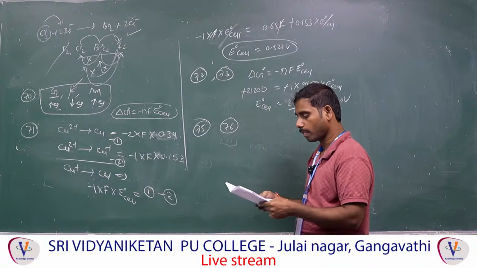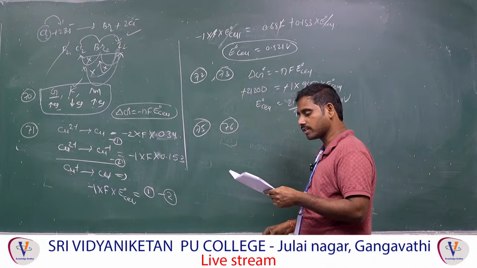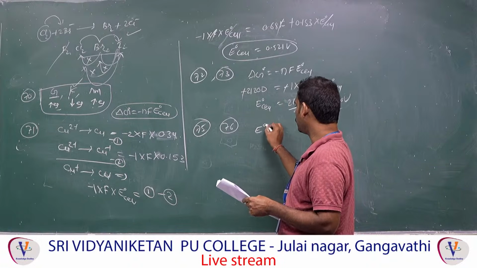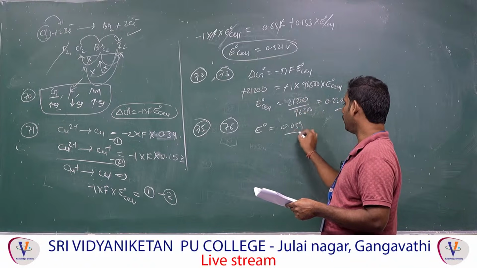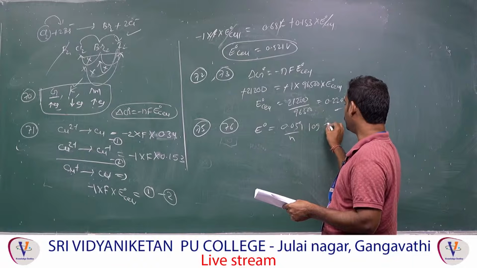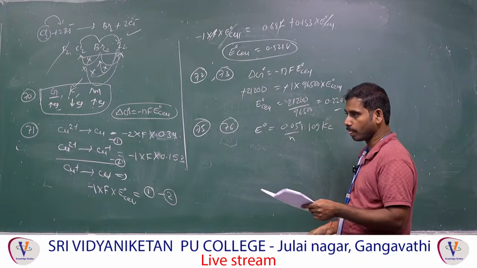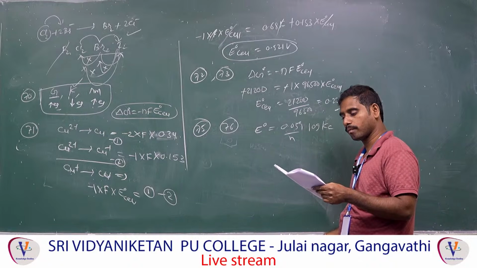76. Using the standard half cell potentials they are given, what they are asking? Equilibrium constant they are asking now, right? Equilibrium constant means that is the formula: E naught cell equal to 0.059 by n into log Kc. This is the relation between Kc and E naught cell. How to find E naught cell? E naught of cathode minus E naught of anode.